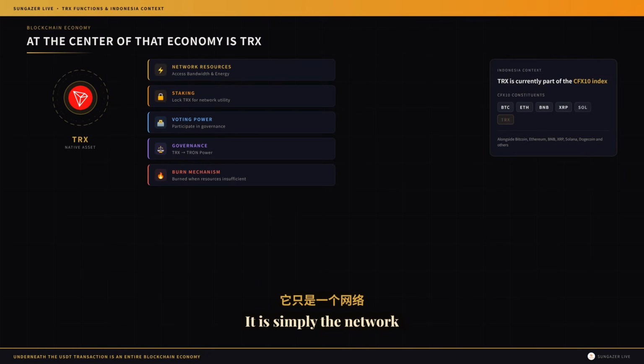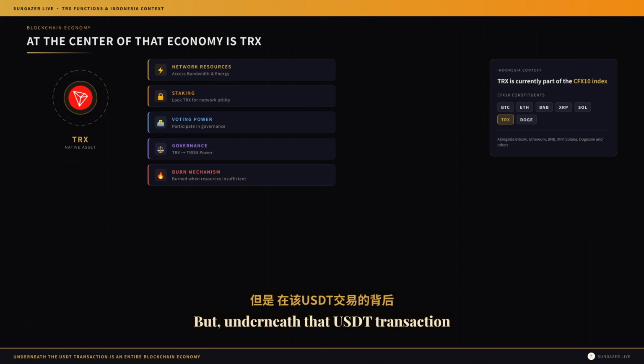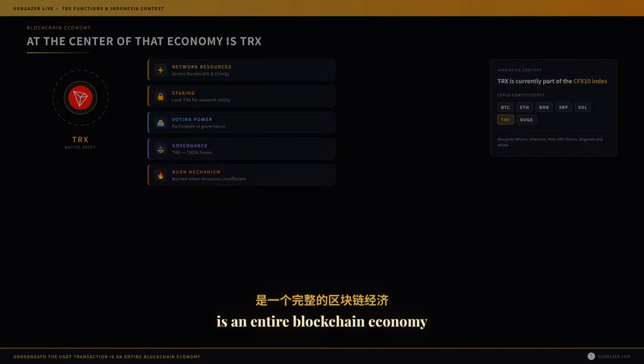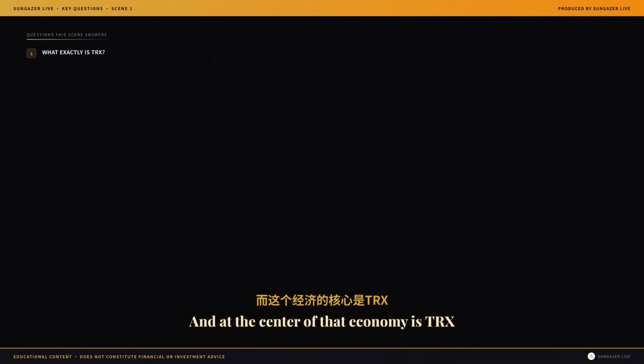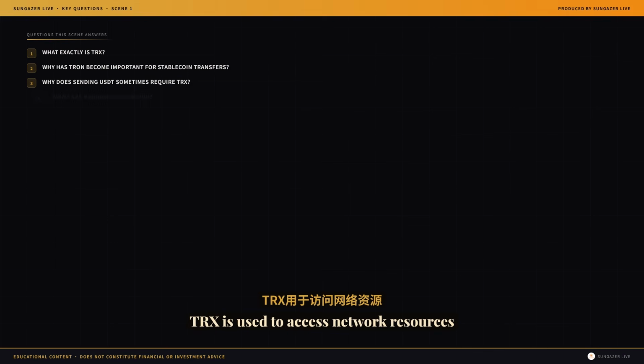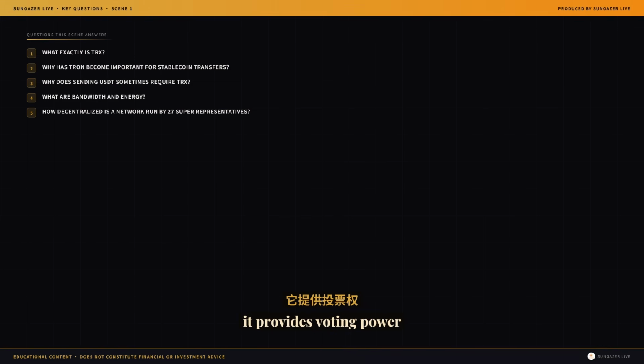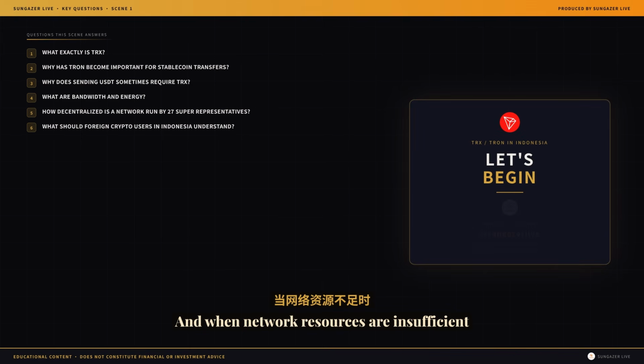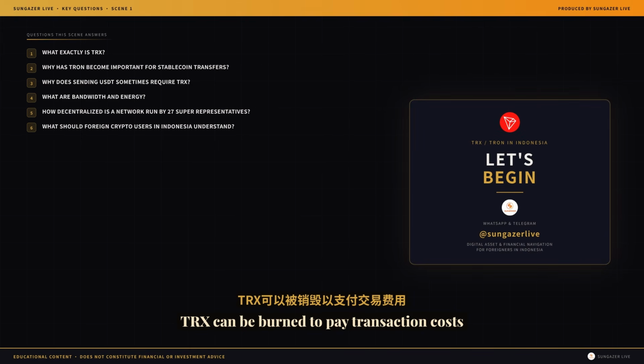It is simply the network they use when moving stablecoins. But underneath that USDT transaction is an entire blockchain economy, and at the center of that economy is TRX. TRX is used to access network resources. It can be staked, it provides voting power, it participates in TRON's governance system, and when network resources are insufficient, TRX can be burned to pay transaction costs.